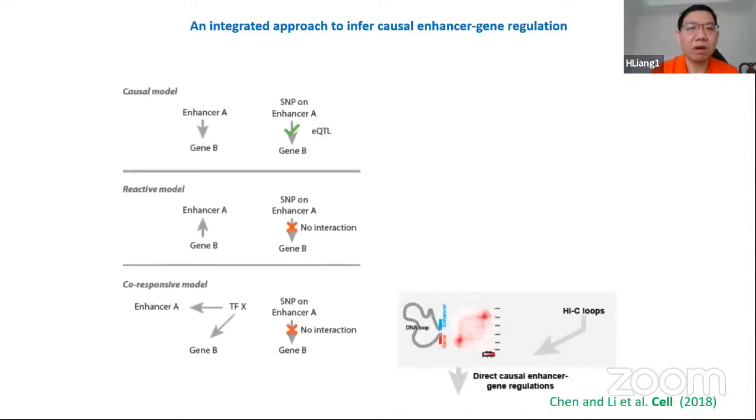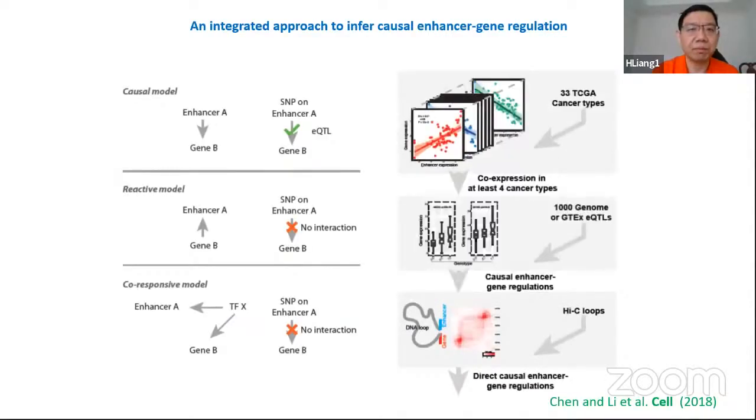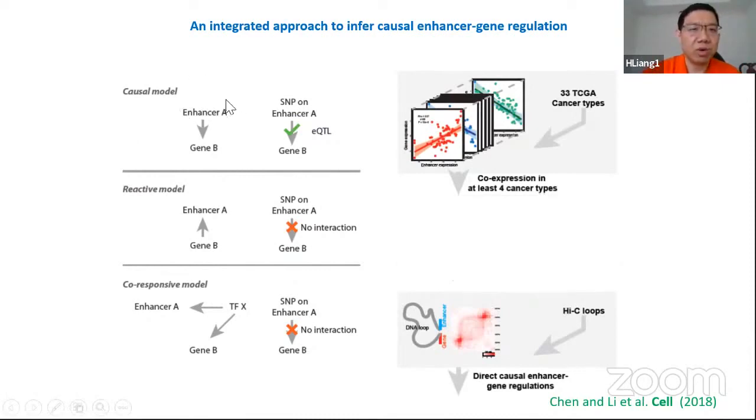We start from the enhancer-gene correlation. But when you observe this correlation, there are three possibilities. One is that the enhancer really causes the gene expression. That's called the causal model. The other is that the gene expression affects the enhancer expression. That's called the reactive model. The third is that the enhancer and the gene show correlated expression because they are co-regulated by a third factor. We call that the co-responsive model.